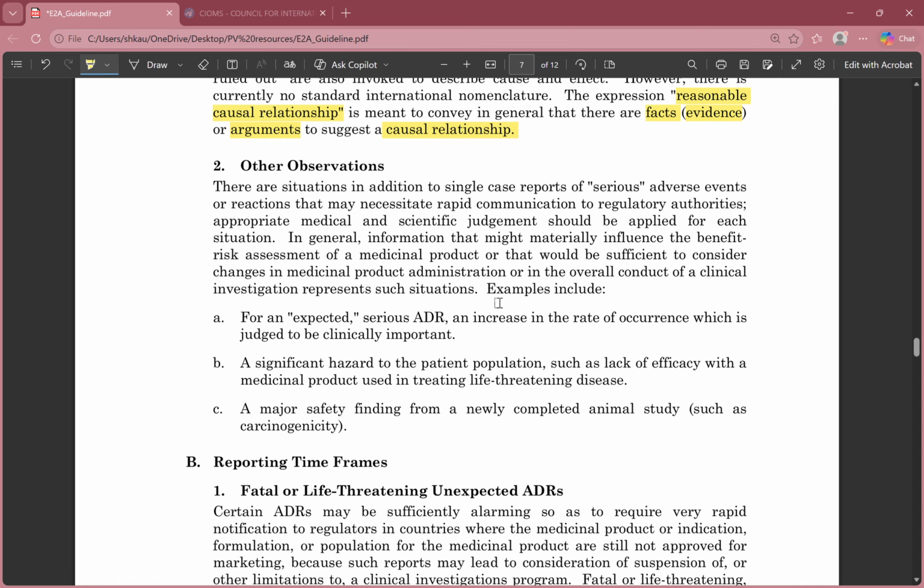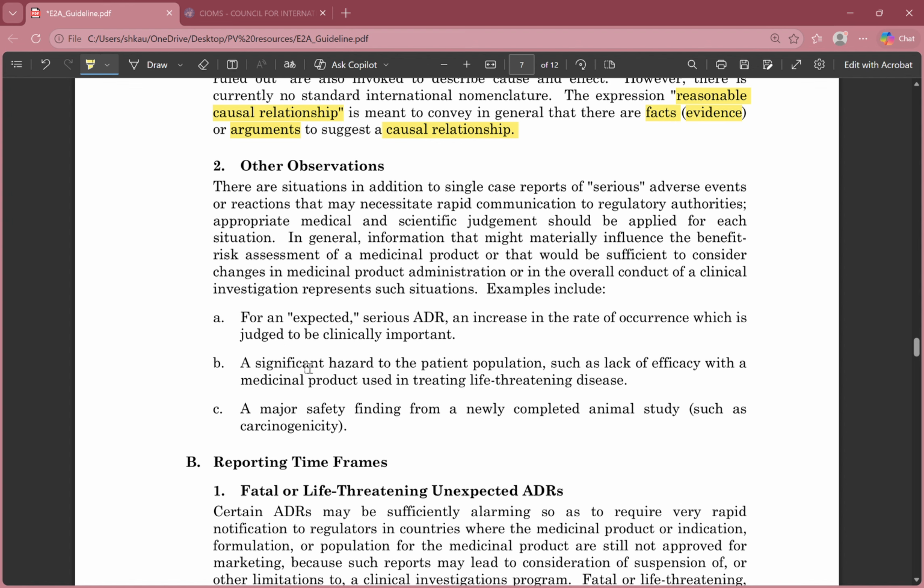Next, we have other observations, which is there are situations in addition to single case reports of serious adverse events or reactions that may necessitate rapid communication to regulatory authorities. Appropriate medical and scientific judgment should be applied for each situation. So these are some of the situations which are additionally mentioned here. The first point here is general information that might materially influence the benefit risk assessment of a medicinal product, or that would be sufficient to consider changes in medicinal product administration or overall conduct of a clinical investigation. It represents such situations.